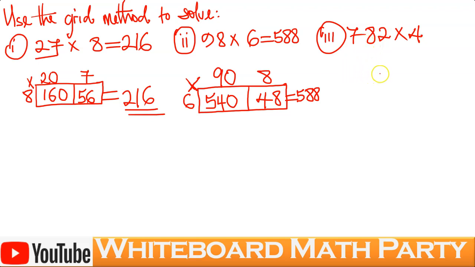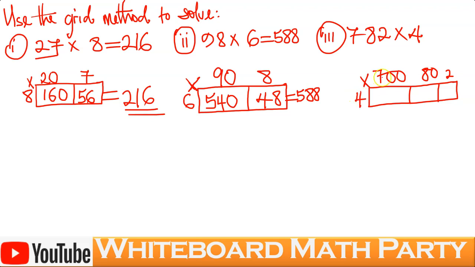Here we have the numbers 782 and 4. So we are creating our grid this time around for 3 numbers. Don't forget that. So make it as nice as possible. Okay, partition them like this. Now we are multiplying these numbers by the number 4.